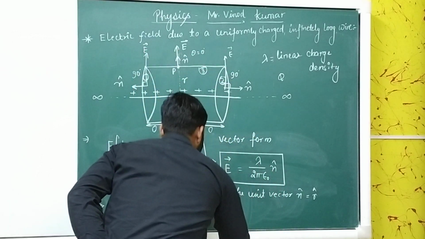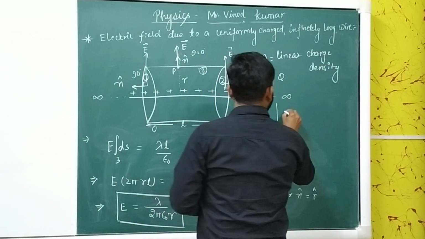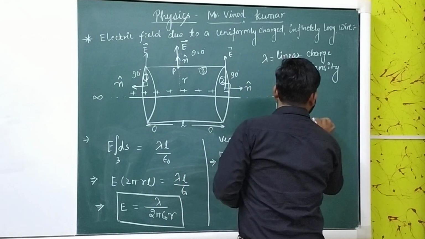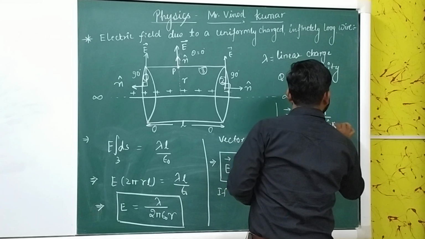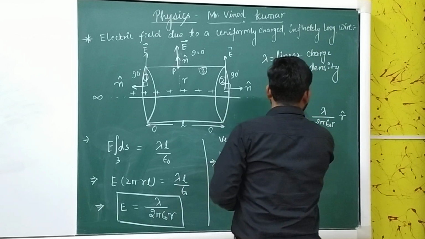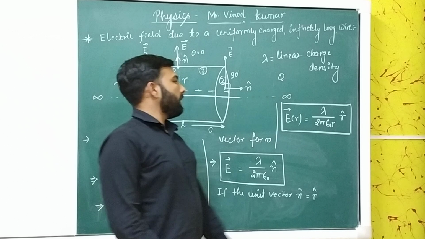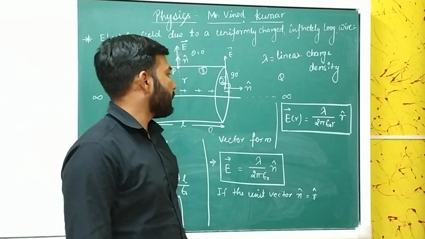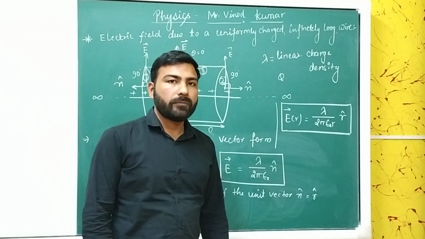So this will become E vector equals lambda upon 2 pi epsilon naught r, times r cap. This is the desired electric field due to a straight conductor wire at a distance r. So that is how we can find out the electric field. I hope you got the idea. Thank you so much.